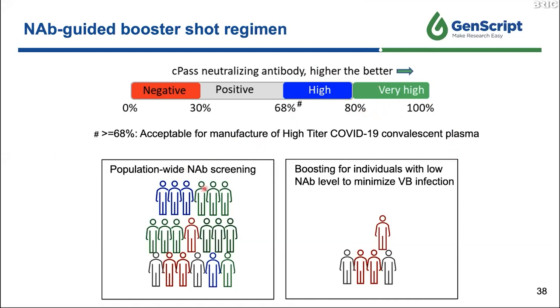So when we do a population-wide screening, we will be able to identify those who have low neutralizing antibody, and we can do the boosting for them so that we have lower chances of vaccine breakthrough infection. This is more important for those countries who have a limited supply of vaccine. When there's not enough vaccine for everybody, it is more helpful to vaccinate those who are not well protected from vaccine breakthrough infection.